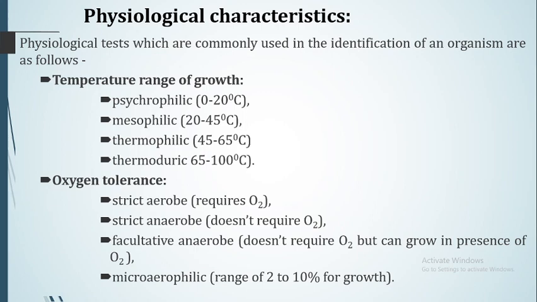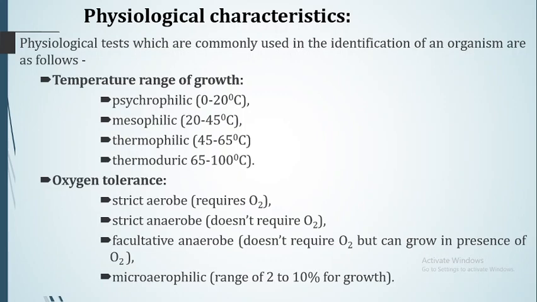Another is physiological characteristics of microorganisms. These characteristics are commonly used in the identification of organisms, as follows. With respect to temperature range, the organisms which grow at 0 to 20 degrees Celsius are called psychrophiles. The organisms which grow at 20 to 45 degrees Celsius are called mesophiles, while thermophiles can grow at 45 to 65 degrees Celsius, and in the extreme condition, that is 65 to 100 degrees Celsius, the organisms are called thermoduric.